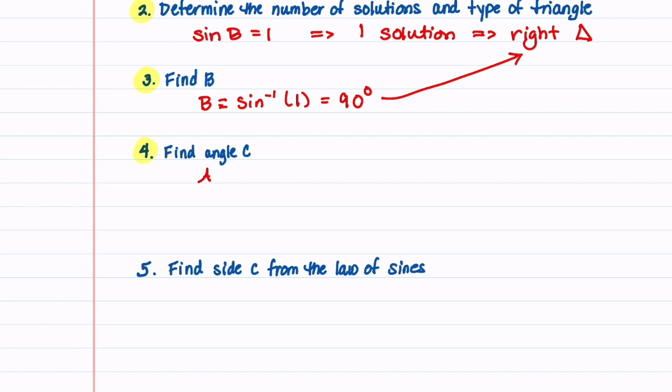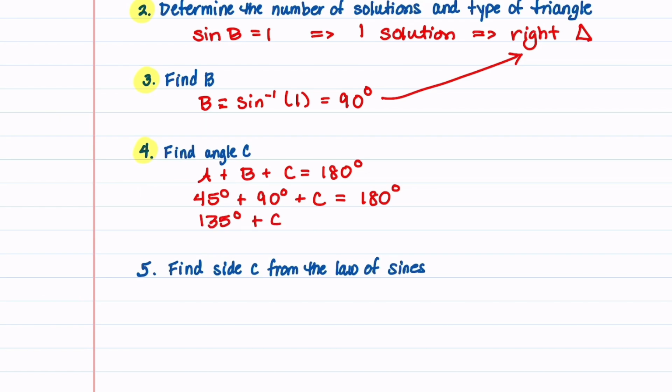We know that angle A plus angle B plus angle C is 180 degrees. Angle A is 45 degrees. Angle B is 90 degrees. C is our unknown angle, and that equals 180 degrees. This gives us 135 degrees plus C is 180 degrees. So C is 180 degrees minus 135 degrees, which is equal to 45 degrees.